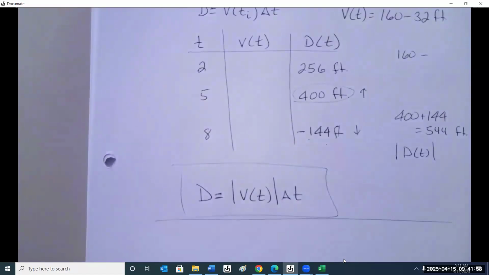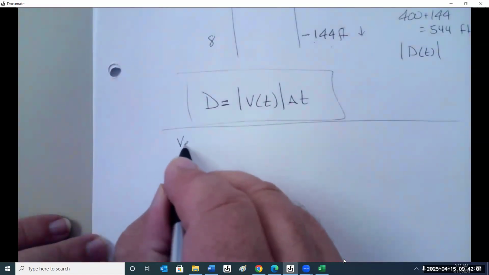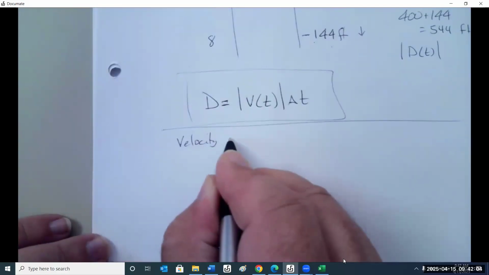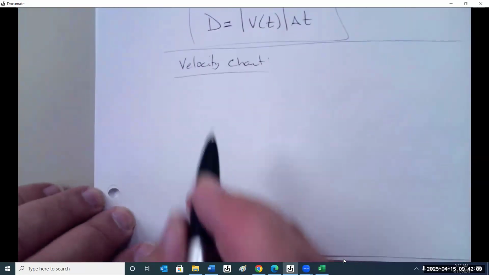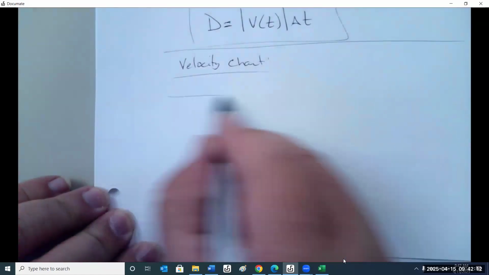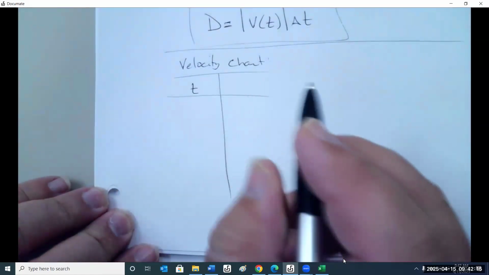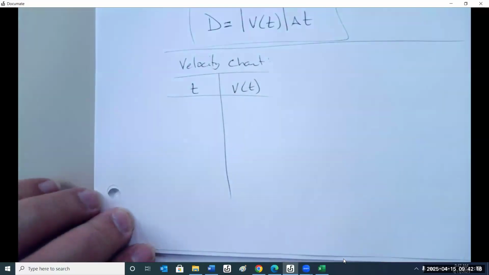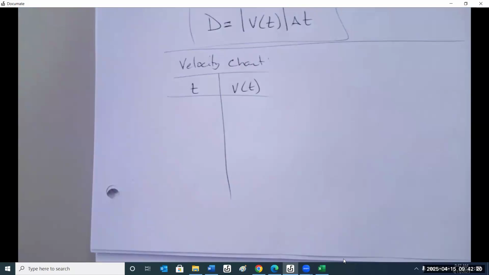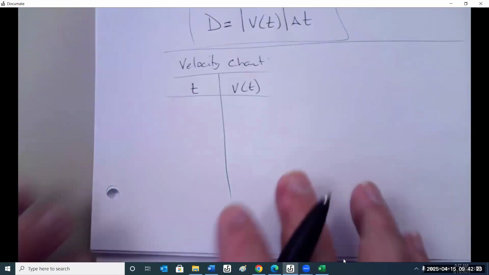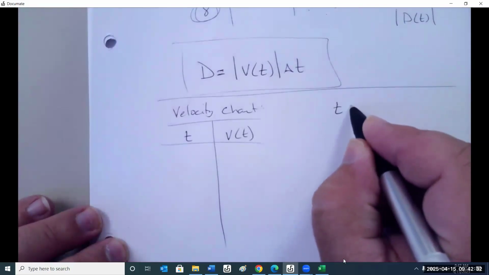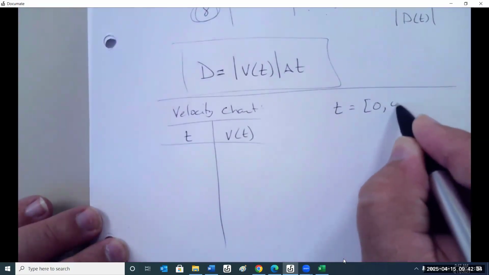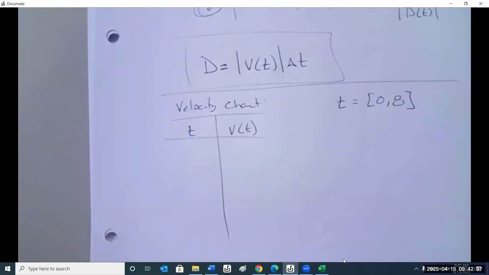All right, let's create the chart. What we're going to do is create a chart that looks at the time and the velocity at that point. Because remember, our total time estimate was from what to what? From 0 to 8 seconds before the trip was finished.